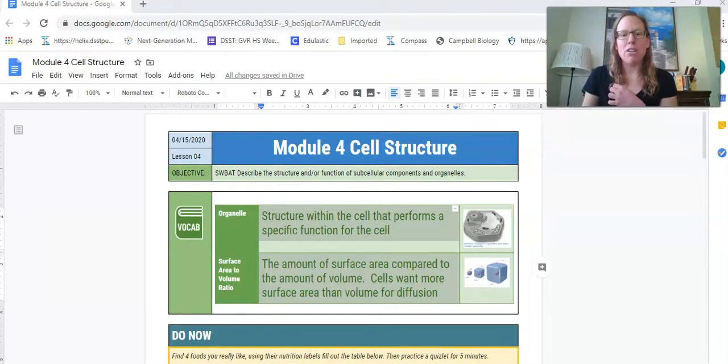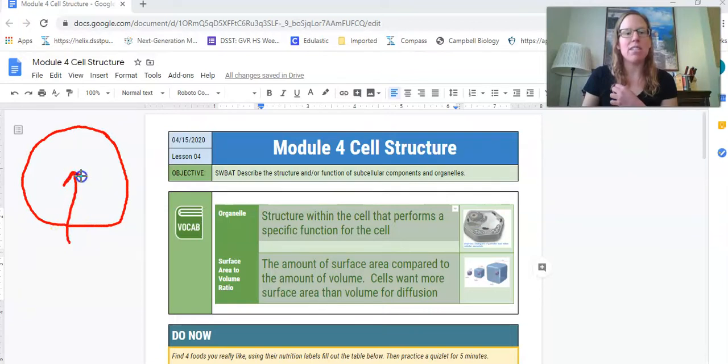Just a quick reminder of surface to volume ratio. Remember, if you have a big cell, you have less surface area, so it's going to take longer for things to diffuse inside, versus a small cell, you're going to have more surface area, so more things can get in quickly than in a big cell. So it makes diffusion happen faster versus this long time that it would happen. So that is the surface area to volume ratio. Remember, you want lots of surface area, not a lot of volume.